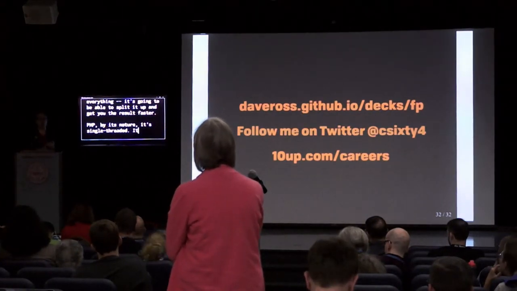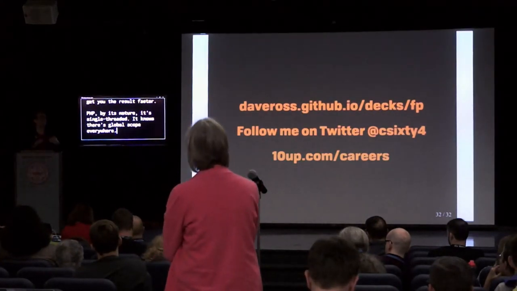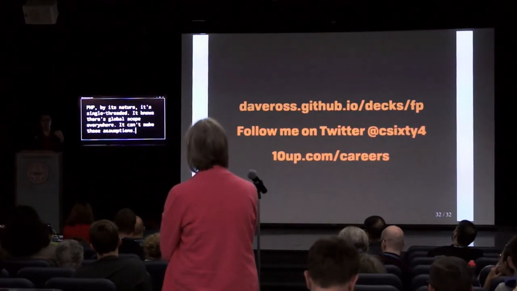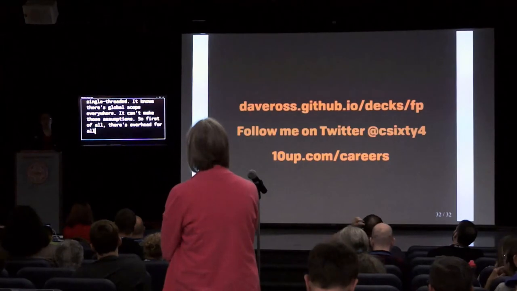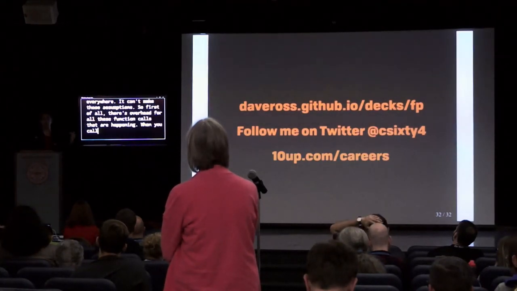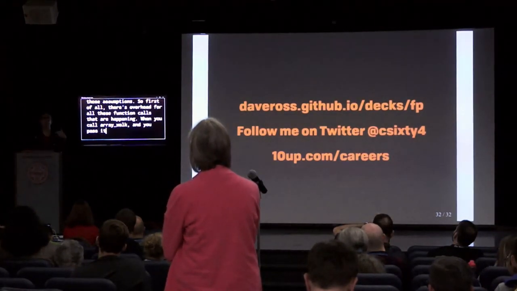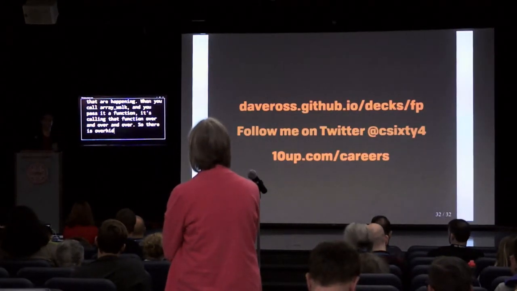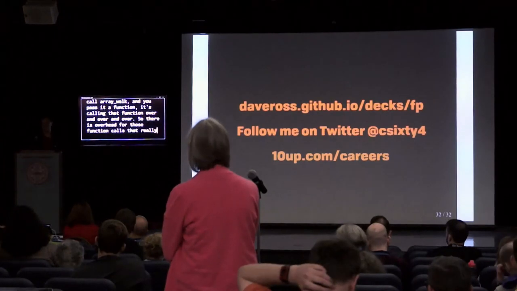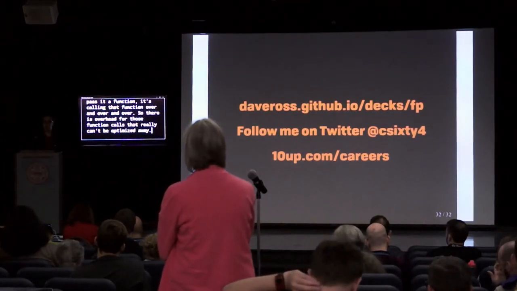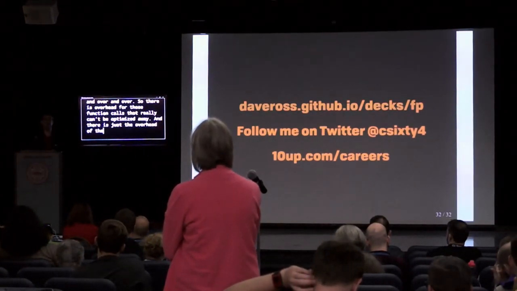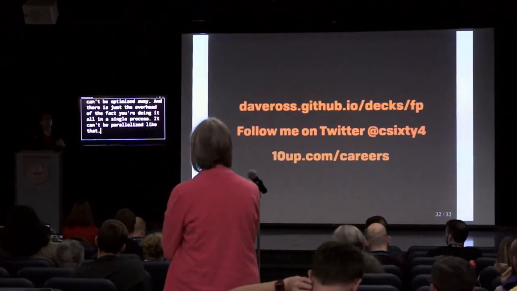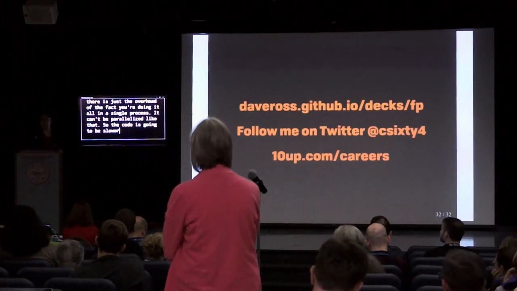It knows there's global scope everywhere. It can't make those assumptions. So first of all, there's overhead for all these function calls that are happening. When you call array walk and you pass it a function, it's calling that function over and over and over. So there is overhead for those function calls that really can't be optimized away. And there is just the overhead of the fact you're doing it all in a single process. It can't be parallelized like that. So the code is going to be slower.